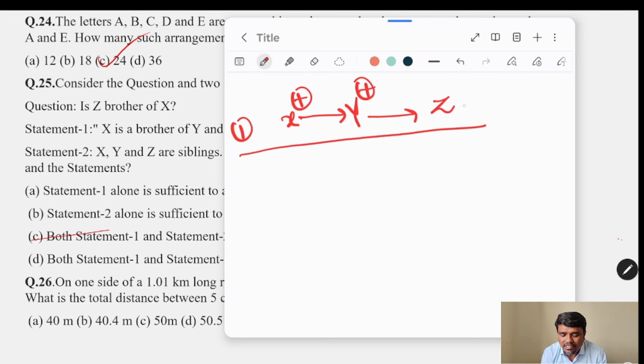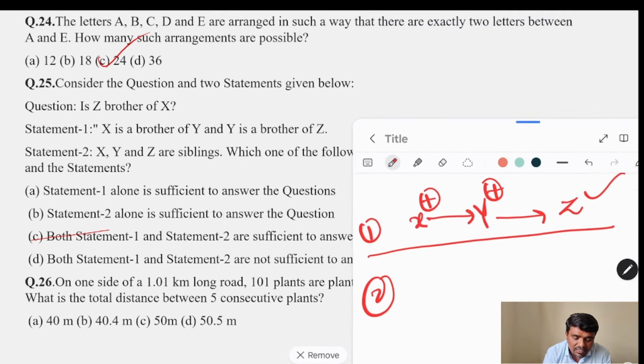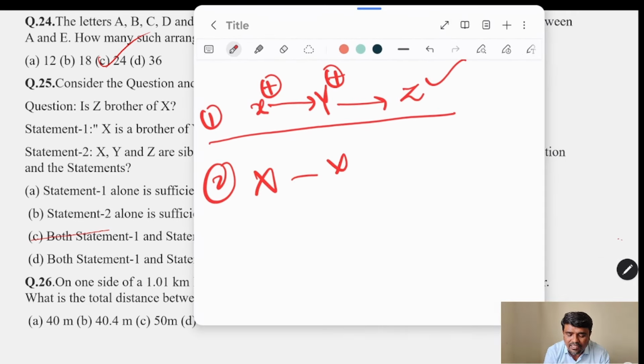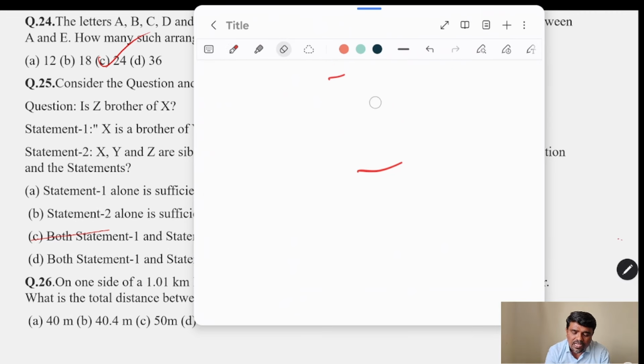Using the first statement, can we know the gender of Z? No. I can't say whether Z may be sister or brother, so I can't say anything. Using the second statement alone, X, Y, Z are siblings, which means same parents. Maybe Z is male or female, which we don't know. Using both also you can't say. So using both also we can't say. That is the answer.